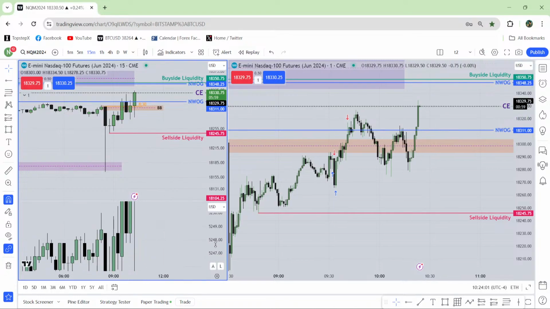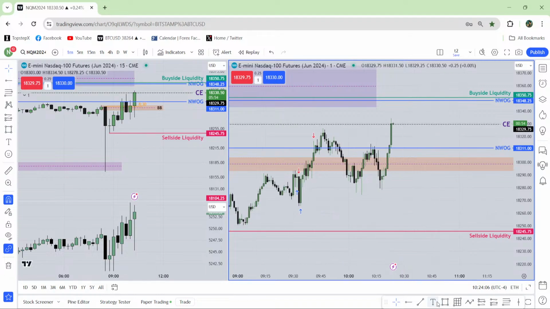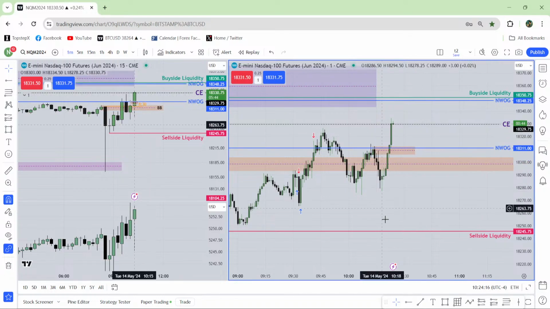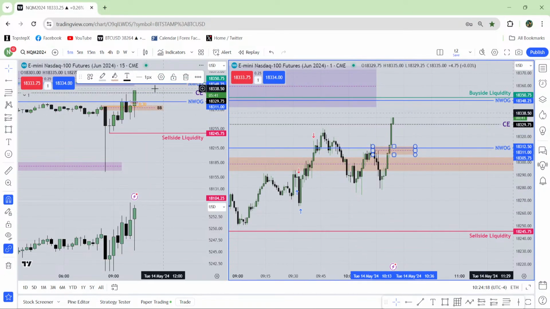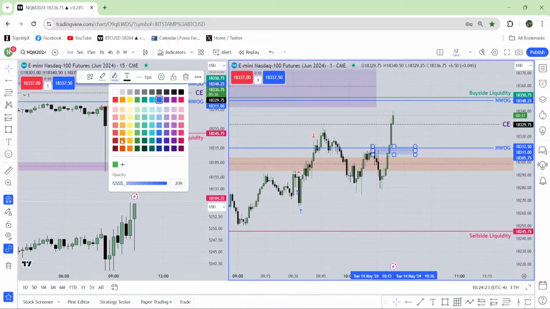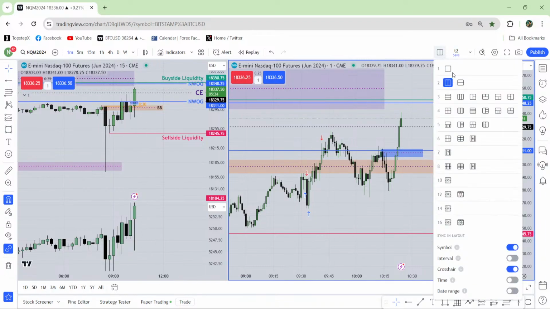Let me check, is that a mitigation block or not? Okay, that's the mitigation block. See, this is the mitigation block. Let me change the color. I didn't talk about this mitigation block beforehand because this is hindsight, right? I've already made a video about the mitigation block, so just go and watch that video. Let me show you perfectly.